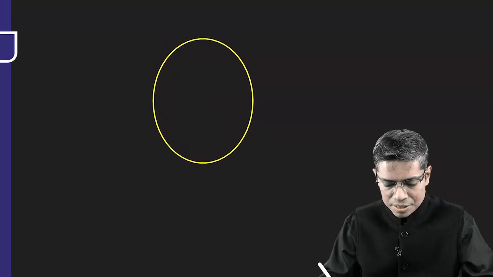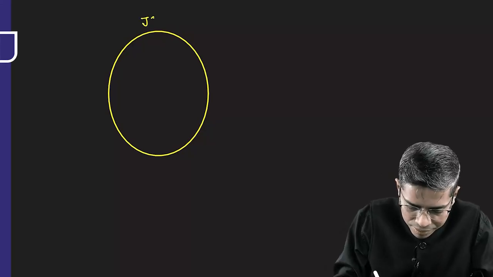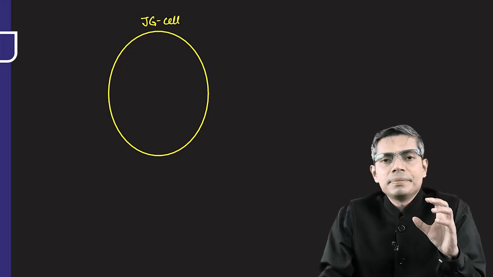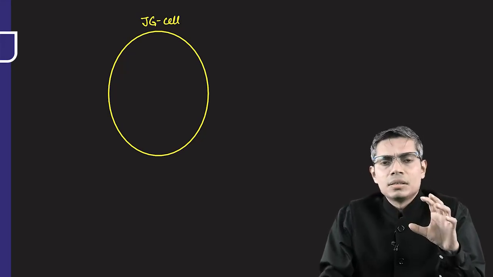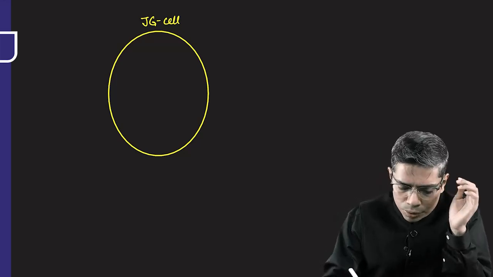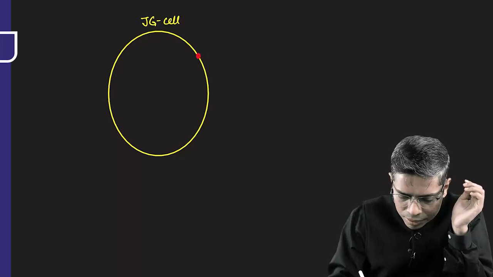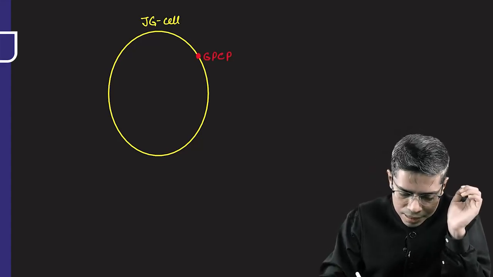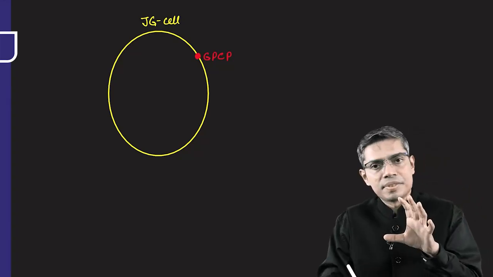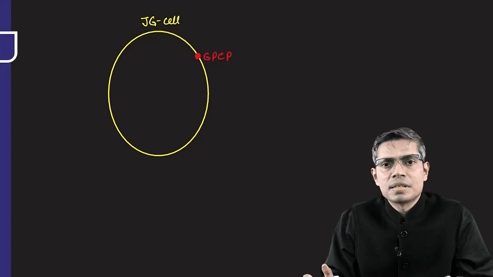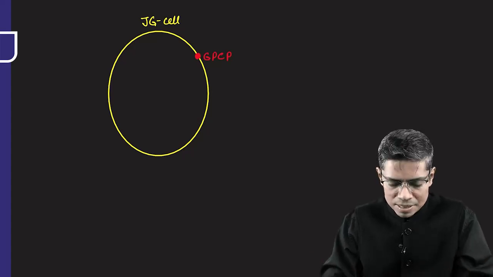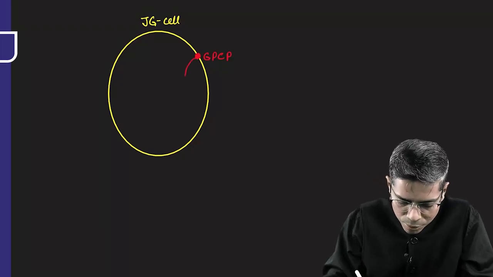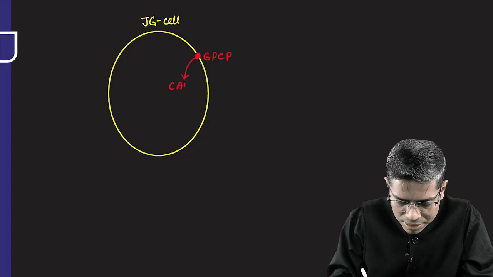Okay, so I'm first drawing a JG cell. Suppose this is the JG cell. Now the JG cell contains many G protein coupled receptors. I'm drawing one GPCR here, a G protein coupled receptor. This G protein coupled receptor is either Gs or Gi. Gs, Gi, all these things in detailed version will be discussed in endocrine physiology. But for the time being, if it is connected with the Gs or Gi, it will produce a second messenger which is nothing but cAMP.